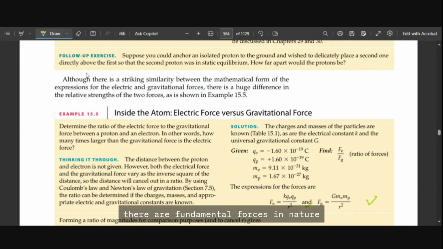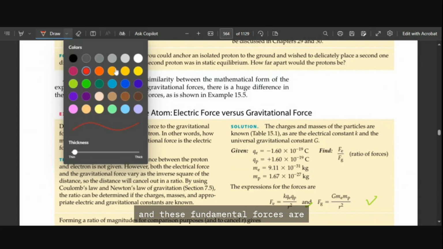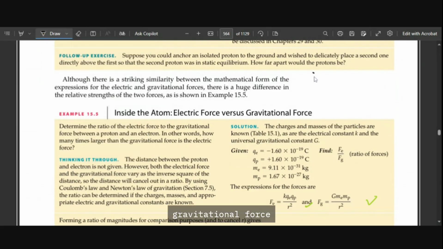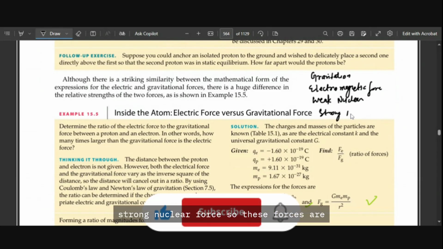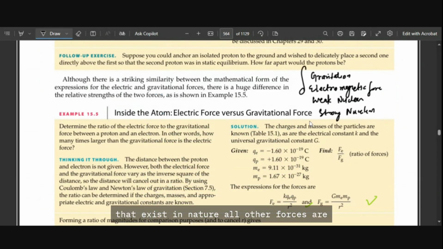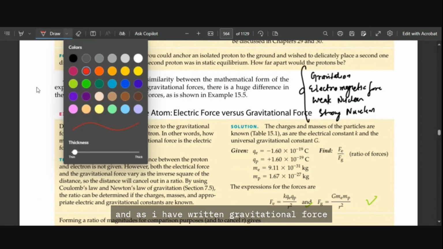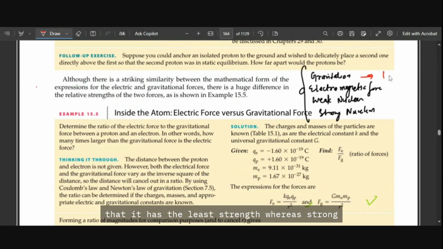Always remember, there are fundamental forces in nature, and these fundamental forces are the gravitational force, then the electrostatic force, or you can say the electromagnetic force, then the weak nuclear force, and last the strong nuclear force. So these are the fundamental forces that exist in nature. All other forces are actually derived from these forces only. And as I have written, the gravitational force at the top, it simply represents that it has the least strength, whereas the strong nuclear force is the strongest force existing in this universe.